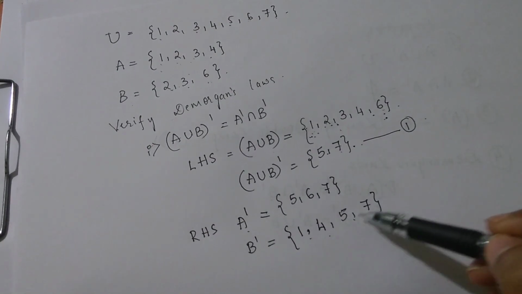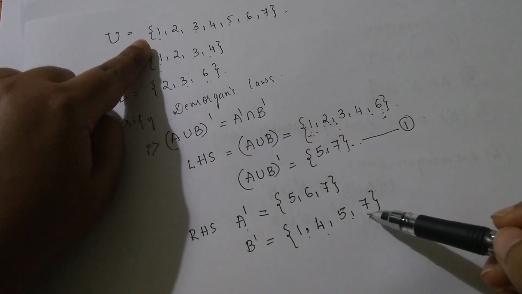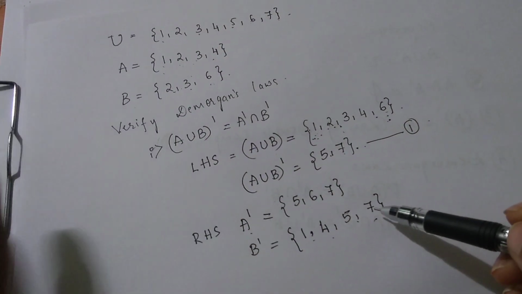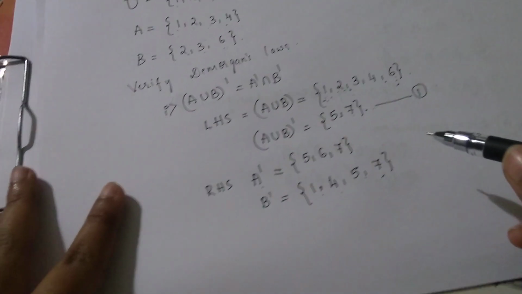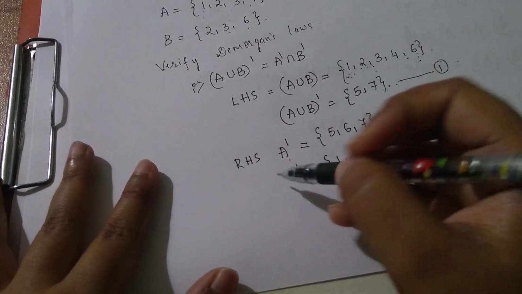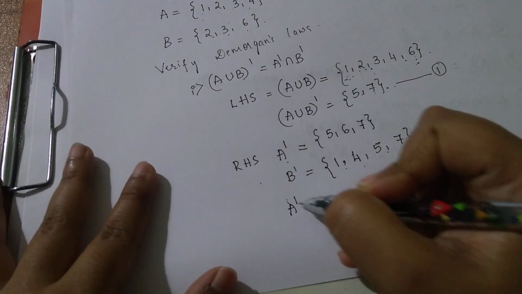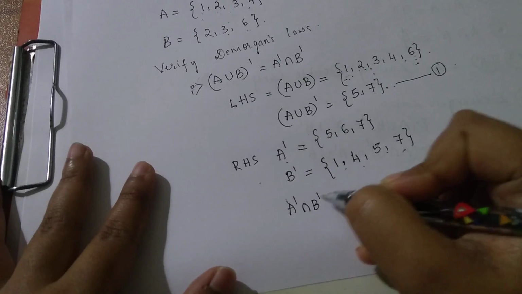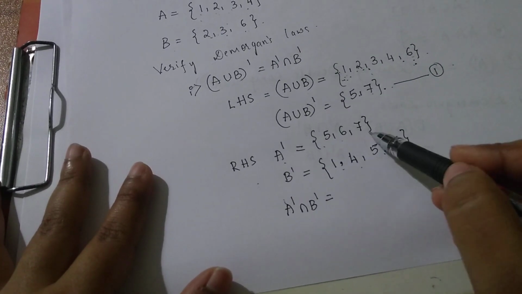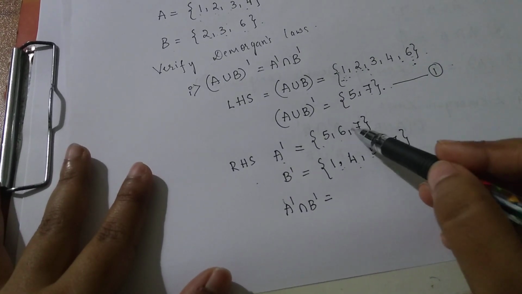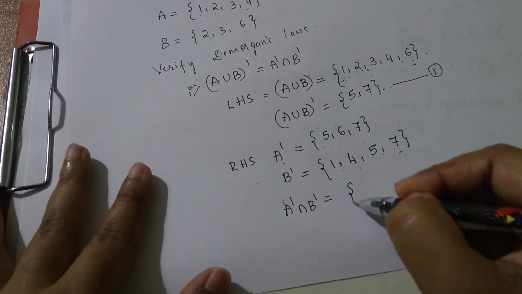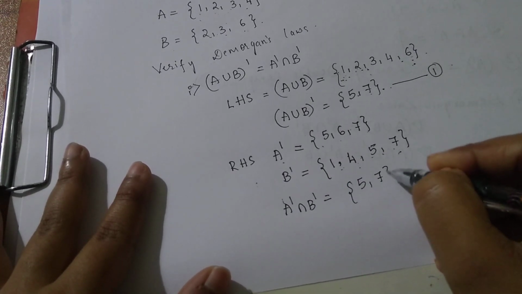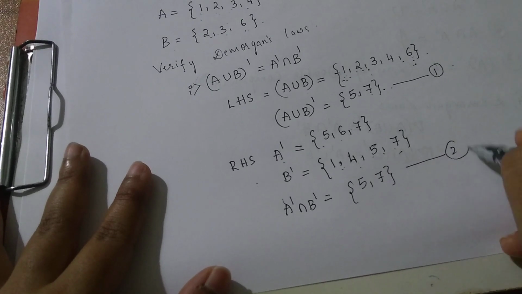Okay, 1, 4, 5, 7 are the elements which are there in the universal set but they are not present in B. Now according to this law, what I have to do? I have to take intersection between these two. A dash intersection B dash. 5, 6, 7 and 1, 4, 5, 7. Common elements between these two is what? 5 and 7. So call this as equation number 2.